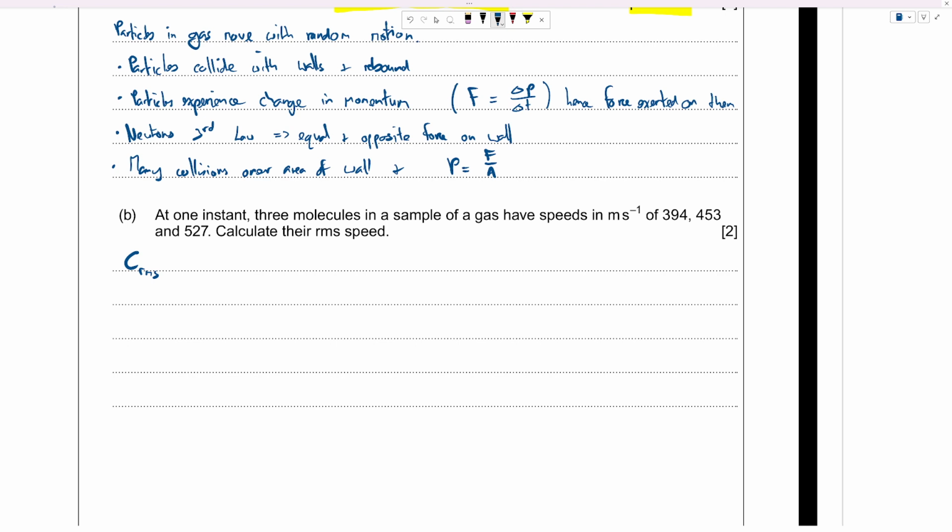It is the root of the mean of the squares. RMS stands for root mean square. It's the square root of the mean of the squares. So that's going to be equal to the square root of, and I just need to square each of them and take the mean. So 394 squared plus 453 squared plus 527 squared. All of that is going to be divided by 3. There's 3 of them. I'll chuck that in the calculator now and we'll get an answer.